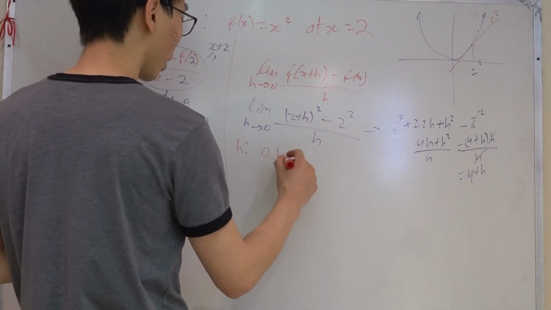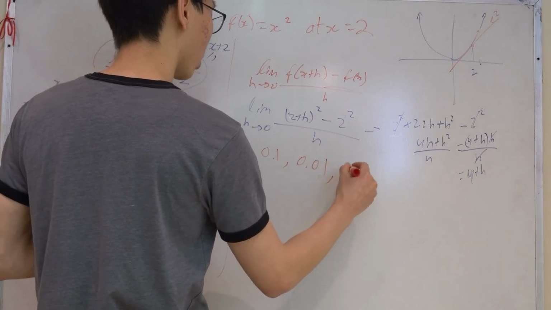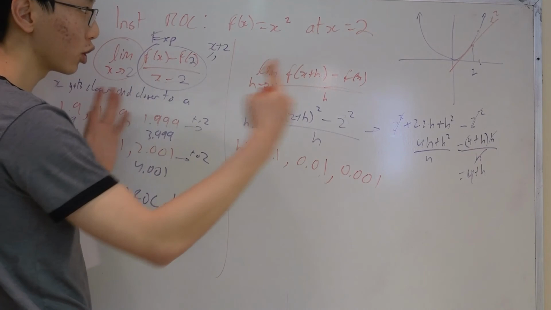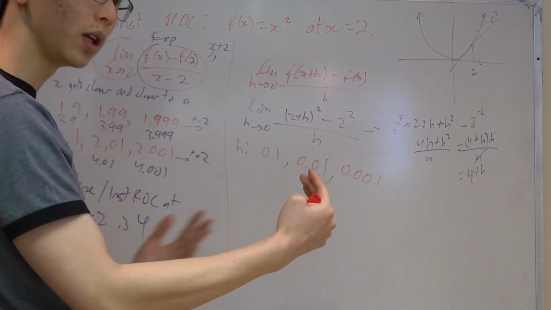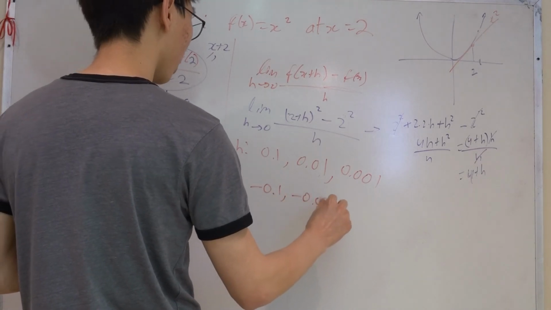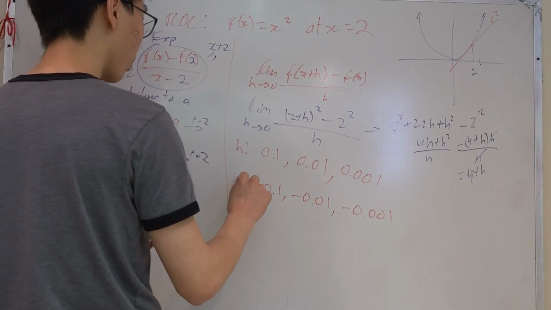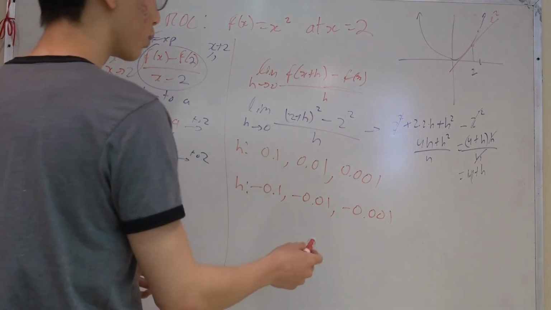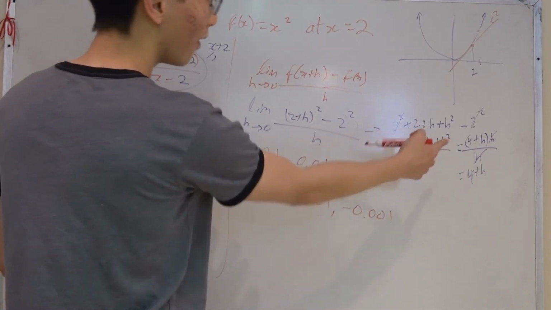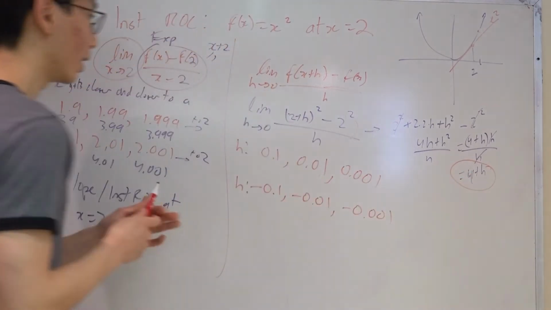I can think of 0.1, 0.0001, and 0.001. But there's also the negative side. Remember, we can't just approach from one side of 0, we need to approach from the other side of 0. So we need to go negative 0.1, negative 0.01, negative 0.001. And then we are going to evaluate this expression at all of these values. But we just saw by factoring that this expression is the same thing as this one. So really we're just going to be using this.